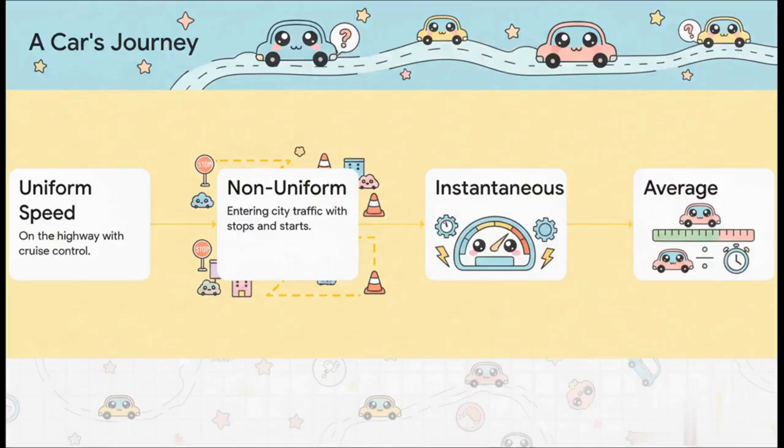Of course, speed is rarely the same for a whole trip, and we've got different names for it. Let's stick with our car journey. When you're cruising on the highway with cruise control on, that's uniform speed. It's constant. But then you hit city traffic. All that stopping and starting means your speed is non-uniform. Anytime you glance down at your speedometer, you're seeing your instantaneous speed, your speed at that exact moment. And then, at the very end of the trip, if you take the total distance you drove and divide it by the total time it took, you've got your average speed.